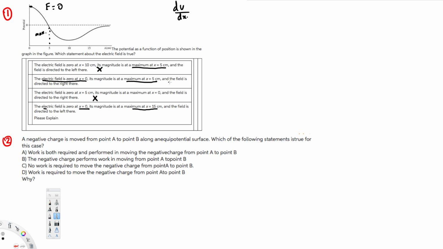Let's look at this one right here. The electric field is directed to the right. Before 5, the potential is high, and after 5 it is low. So going from high to low is going to the right side. So this one is correct. Let's look at the other one. The electric field is directed to the left after 15. 15 is higher, this is lower.